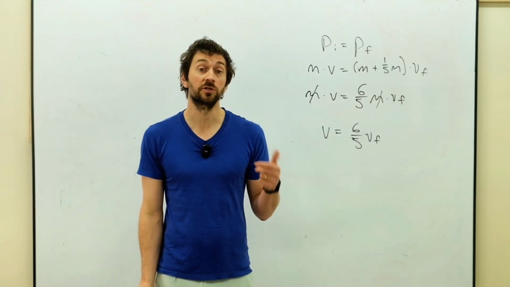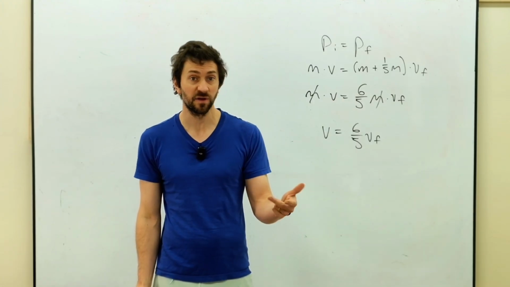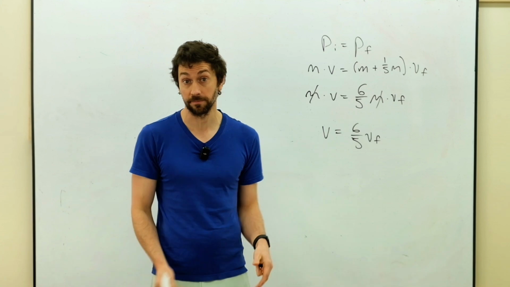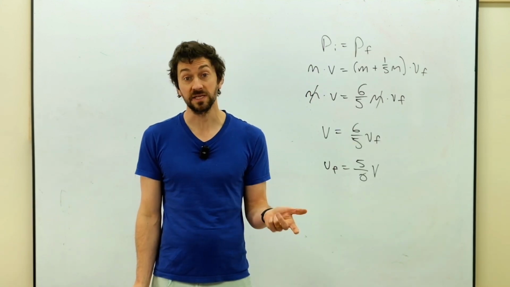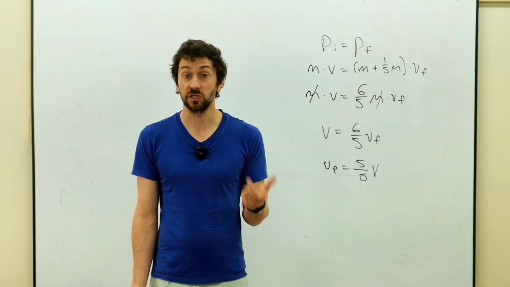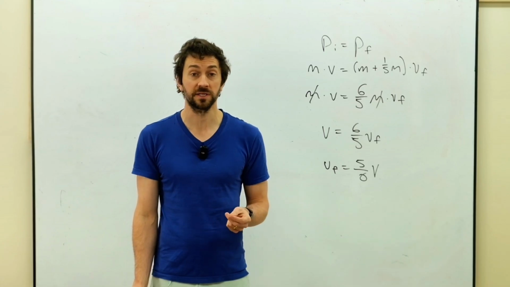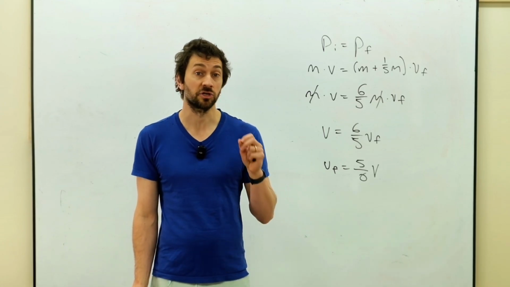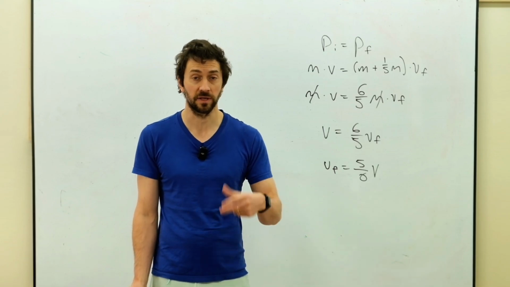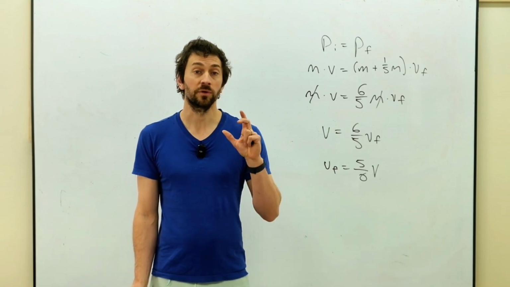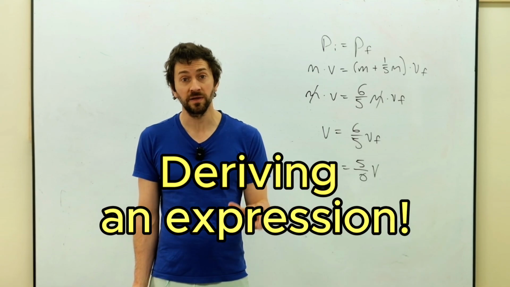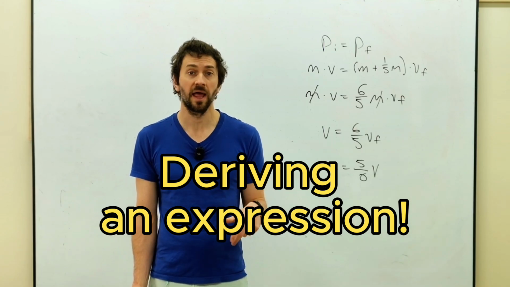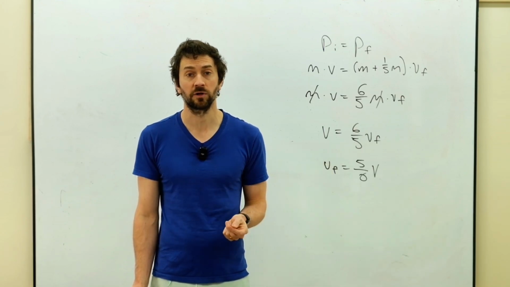The question wants us to derive an expression for vf. So I need to write vf equals something. So vf equals 5/6 v. That is slightly smaller, by a factor of 1/6, compared to the initial velocity. Notice that in this expression, there's no mass dependence. So that comes out of the formula. So this is an example of deriving a mathematical expression, and it's the key skill for mathematical routines.